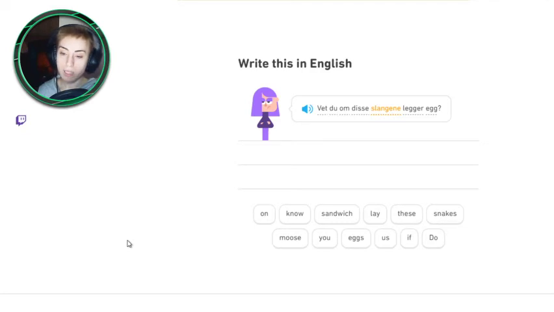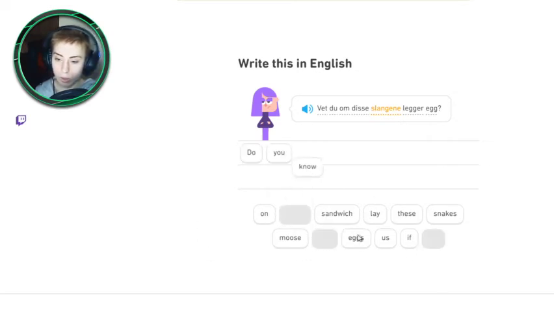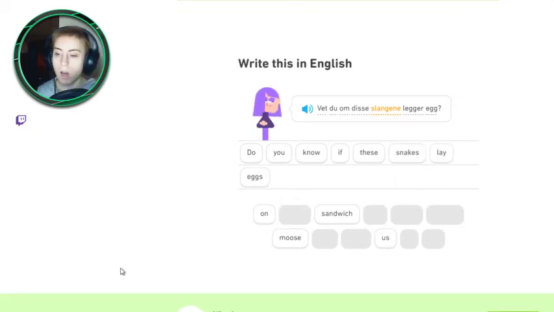Do you know if these snakes lay eggs? I think all snakes lay eggs. Some of them, there might be some that give live birth, but most of them lay eggs.